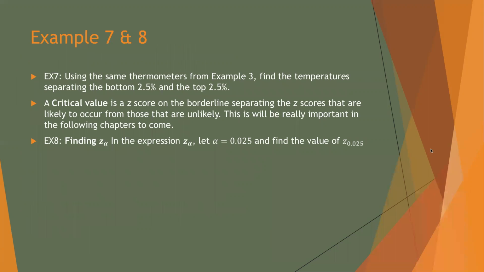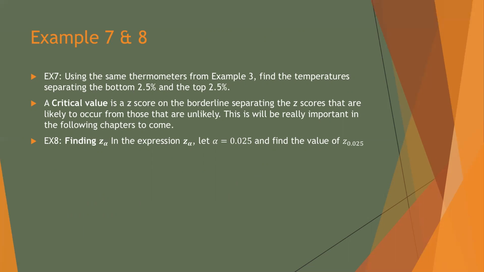Example 7 and 8, using the same thermometers from example 3, find the temperature separating the bottom 2.5% and the top 2.5%. So again, for the bottom 2.5, all you need to find is where it says 0.025 in your table. So if you go to the negative scores, because it's in the bottom 2.5%. One thing you should consider doing here is sketching these graphs out, and then shading in what you're looking for. In this case, the bottom 2.5, then you'll be like, oh yeah, it should be a negative z-score, and I think the value should be negative 1.96.